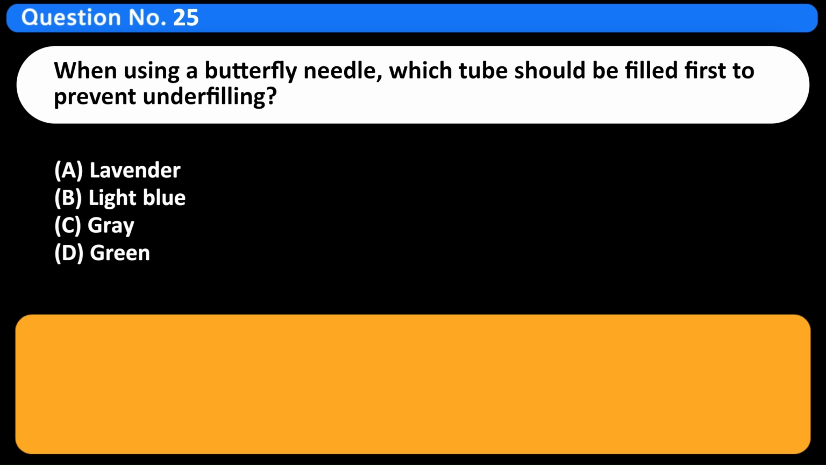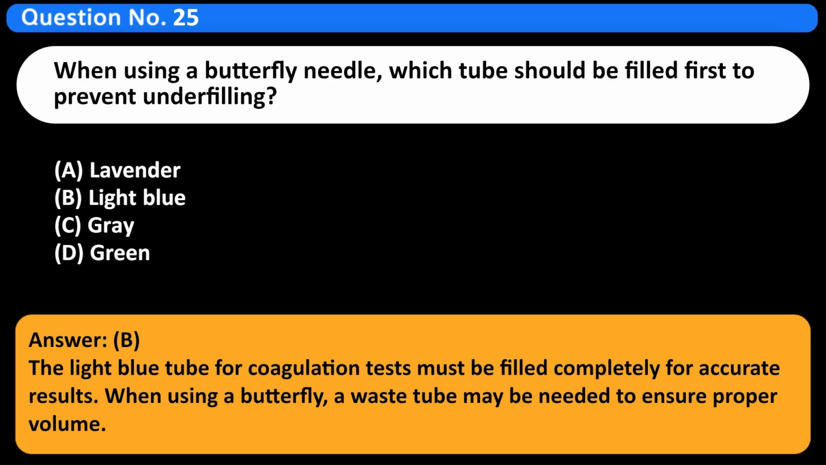A. Lavender. B. Light blue. C. Gray. D. Green. Answer: B. The light blue tube for coagulation tests must be filled completely for accurate results. When using a butterfly, a waste tube may be needed to ensure proper volume.